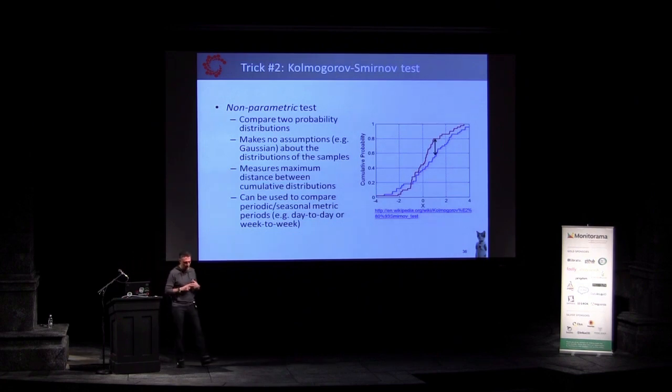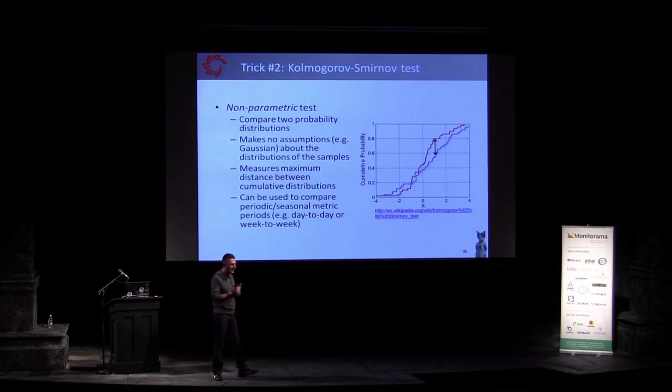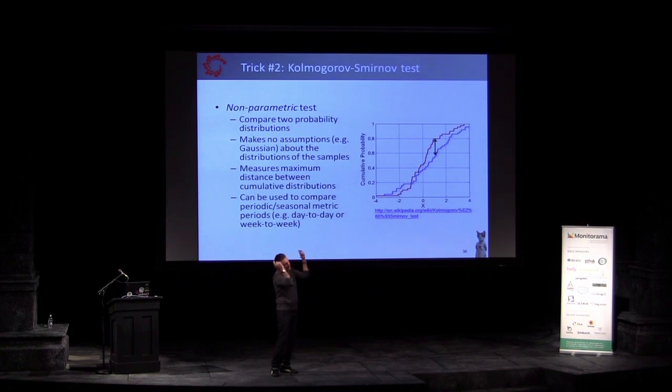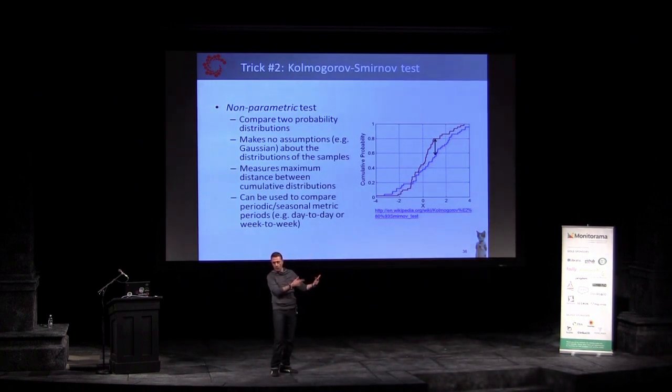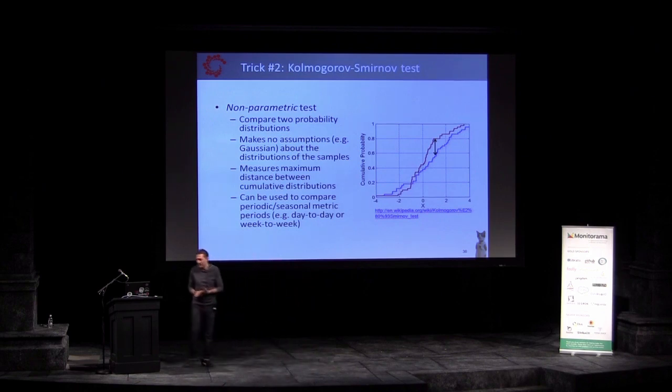Trick number 3 is the Kolmogorov-Smirnov test, and I only mention it because I like saying it. The other reason I mention it is that it sounds cool. You're at a party, somebody walks by, you want to impress, and you say, we tried the Kolmogorov-Smirnov test. It's pretty cool. But actually, the funny thing about it is it actually works.